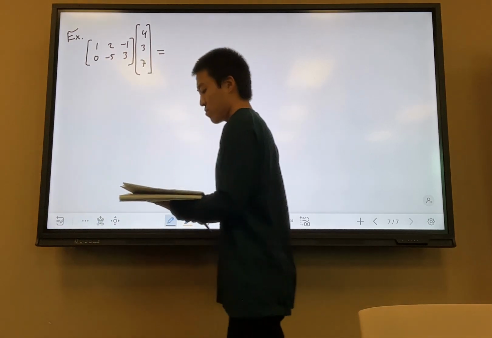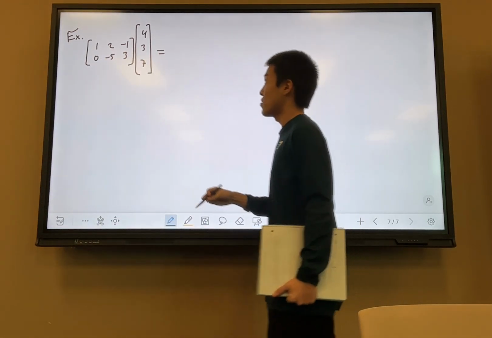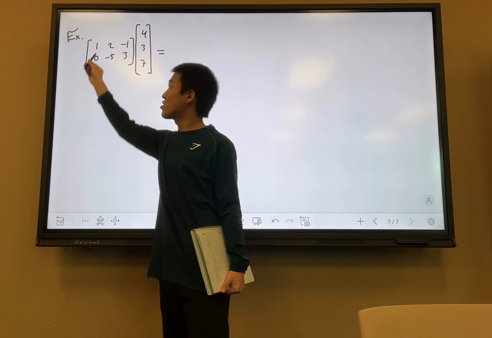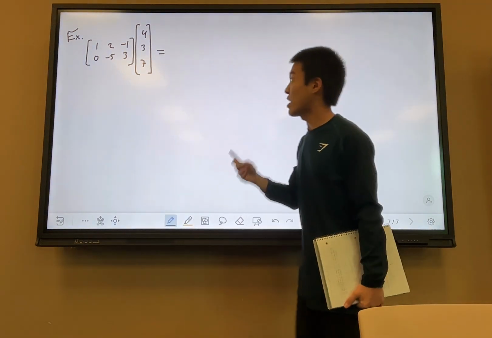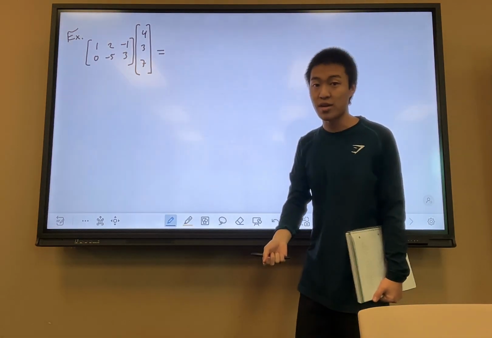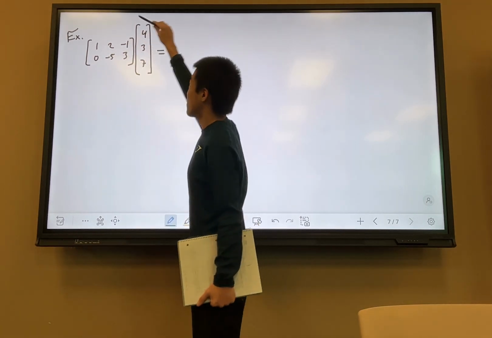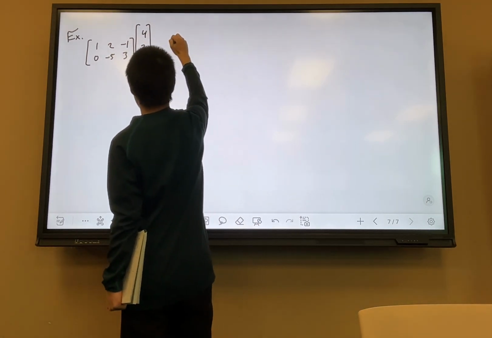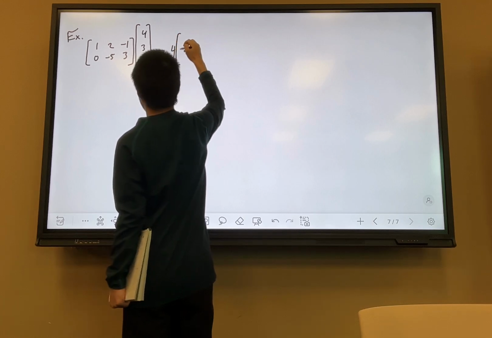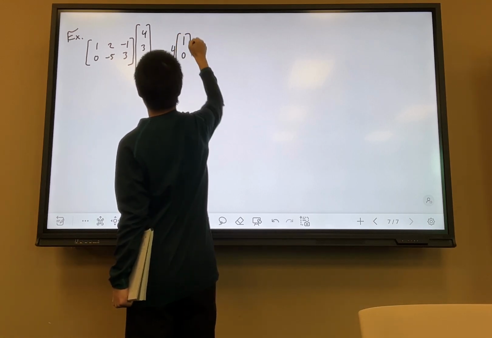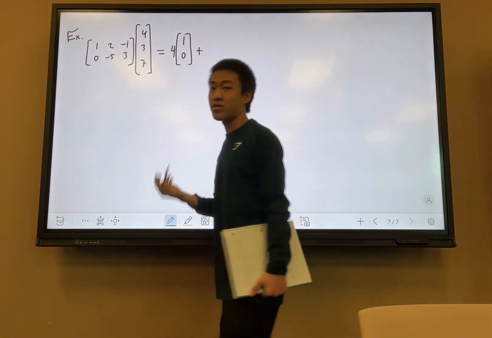Okay, so by definition, what I'm supposed to do is take each column and multiply it by a corresponding entry in the vector. So the first column here is 1, 0, and the first entry is 4. So I take 4 and multiply it by the first column, which is 1, 0. And this pattern is going to continue.